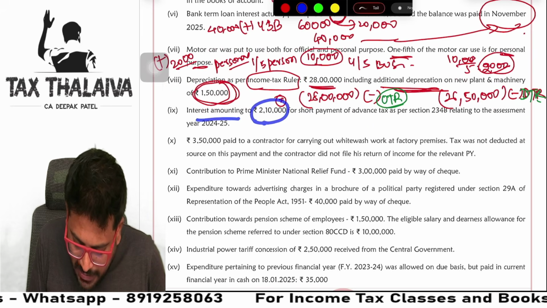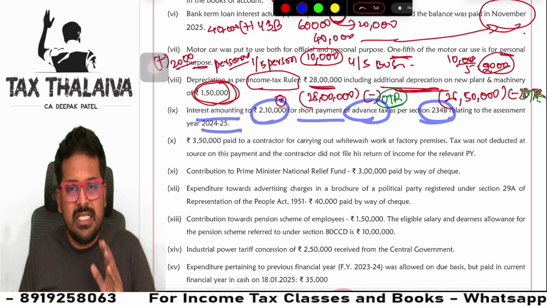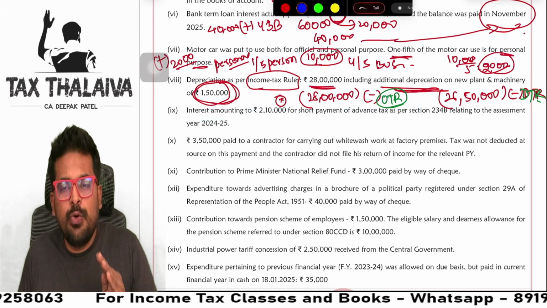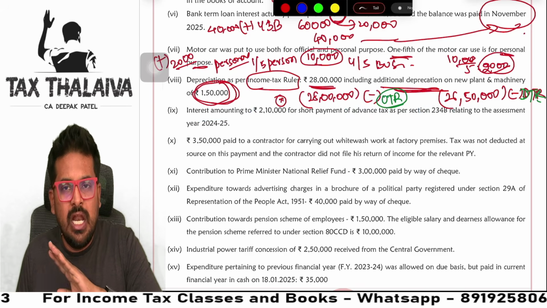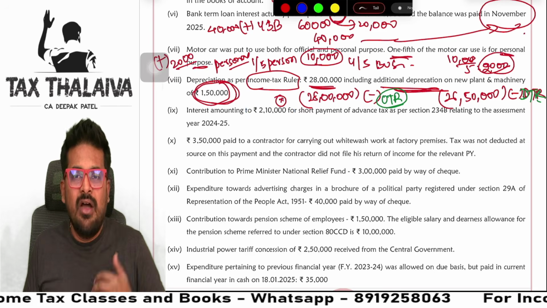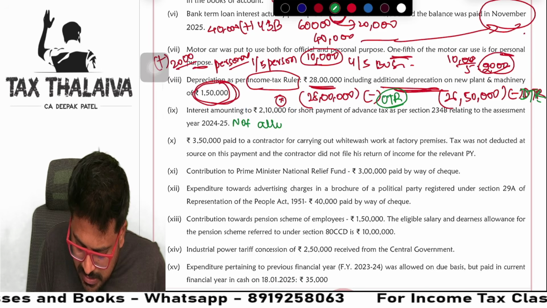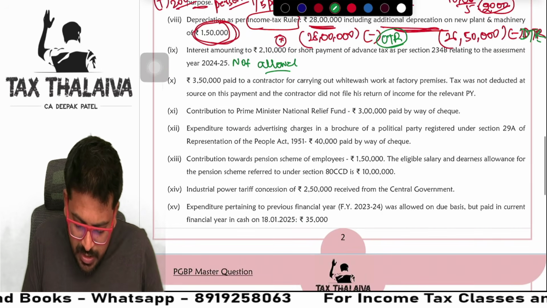Next. Interest amounting to 2,10,000 for short payment of advance tax under 234B. Guys, just now I told you, any interest you pay regarding income tax shall not be allowed. So interest for short payment of advance tax, we will not give allowance. Not allowed, guys. This is not allowed.